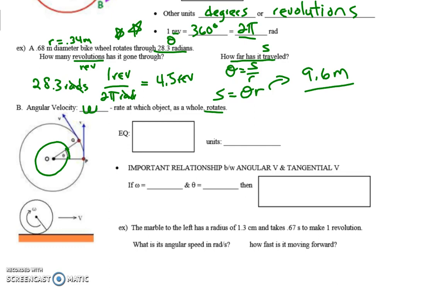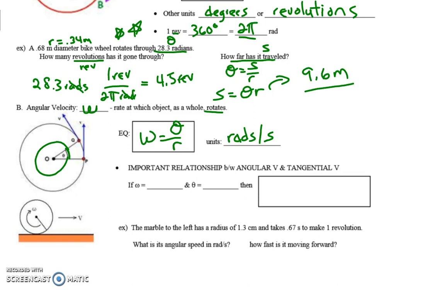So without going through the whole graphing of theta versus t, or excuse me, angular displacement versus t, the slope would be the angular speed, we can define it as theta over t. And units are generally radians per second. It could be revolutions per second.